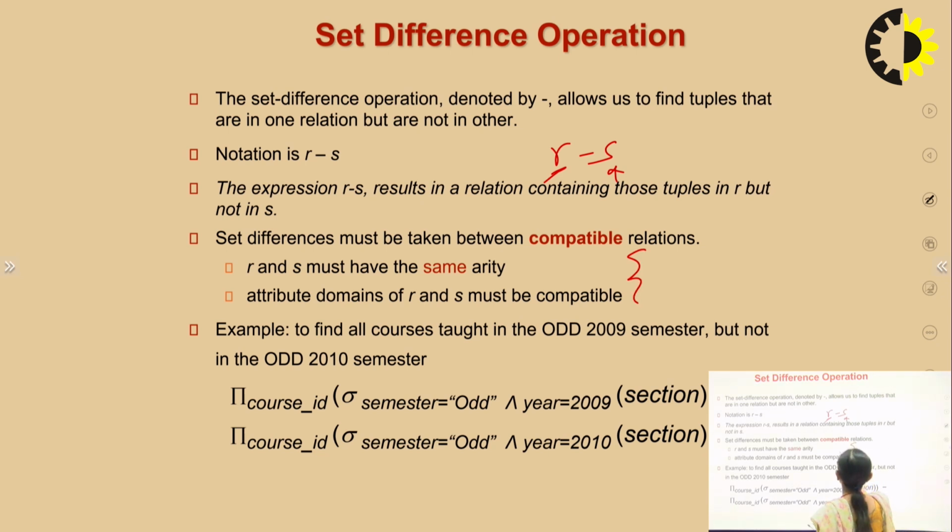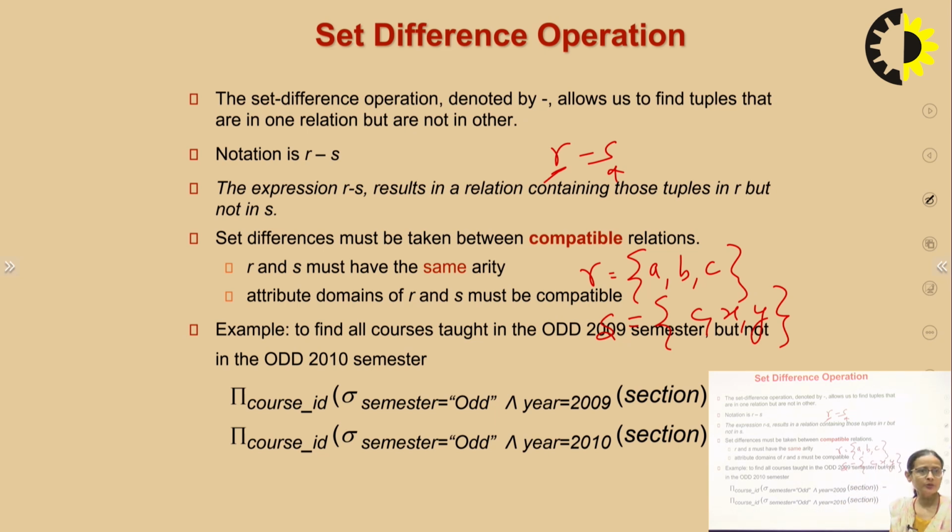For example, I am having R with A, B and C, and in S I am having C, X, Y. So what does it say? You need to select only those elements from R which are not present in S. C is present in S, so this particular value needs to be wiped out, and what we have in the final output is A, comma, B. So here, set differences must be taken between compatible relations.